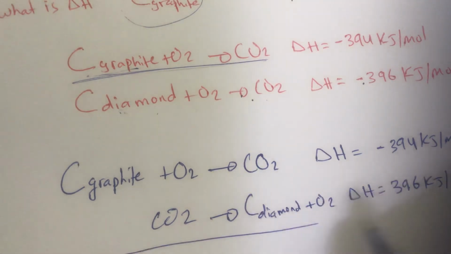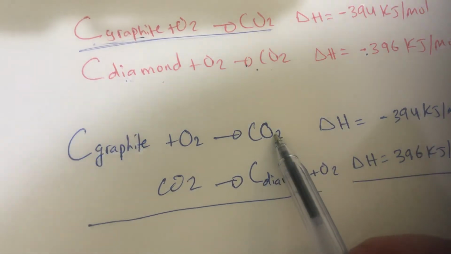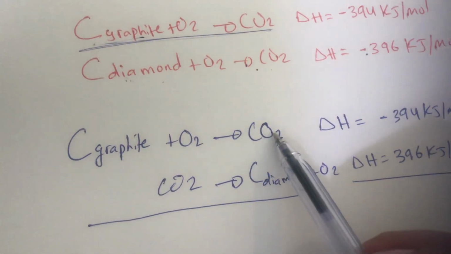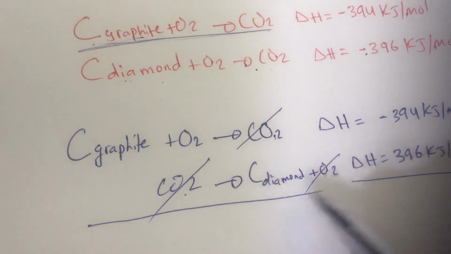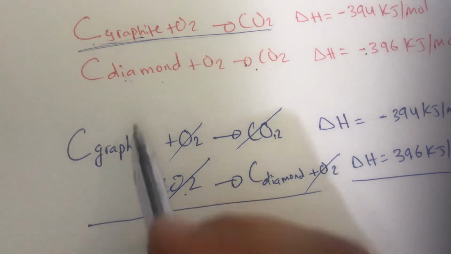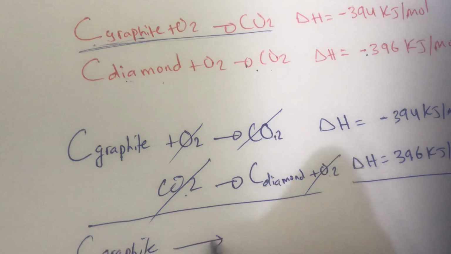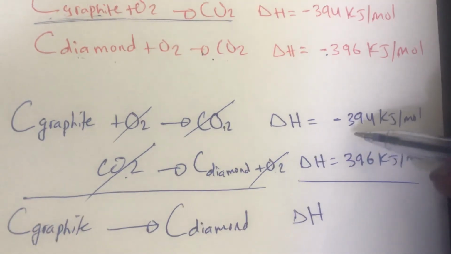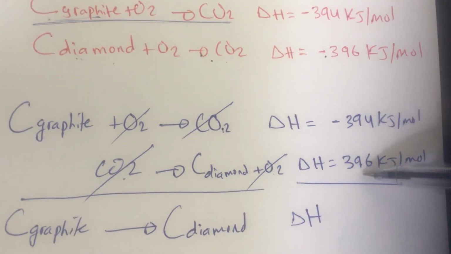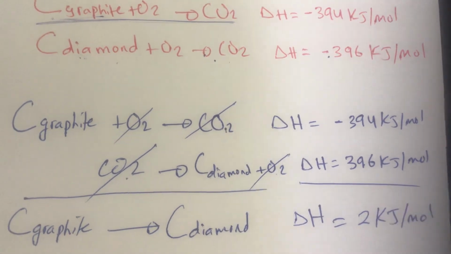So you have here now add these two reactions to each other. Here carbon dioxide in the product and here in the reactant you can delete it, and oxygen reactant and here product you can delete it. So carbon as graphite produced carbon as diamond, delta H, you have to add negative 394 to 396, which is equal to kilojoule per mole.